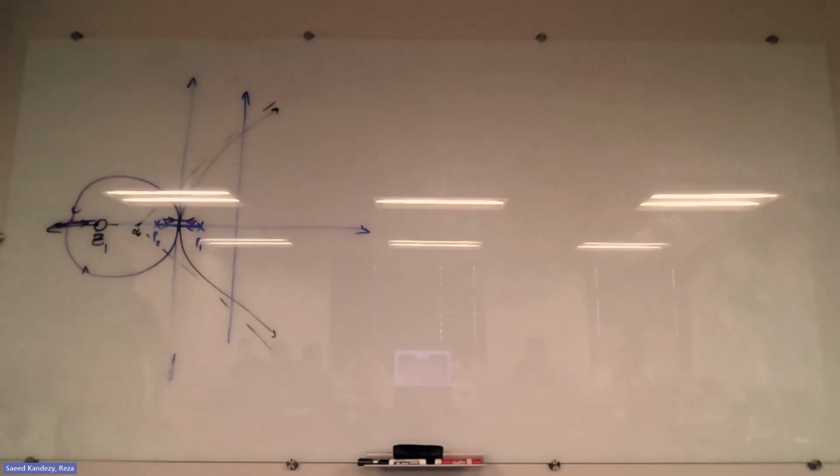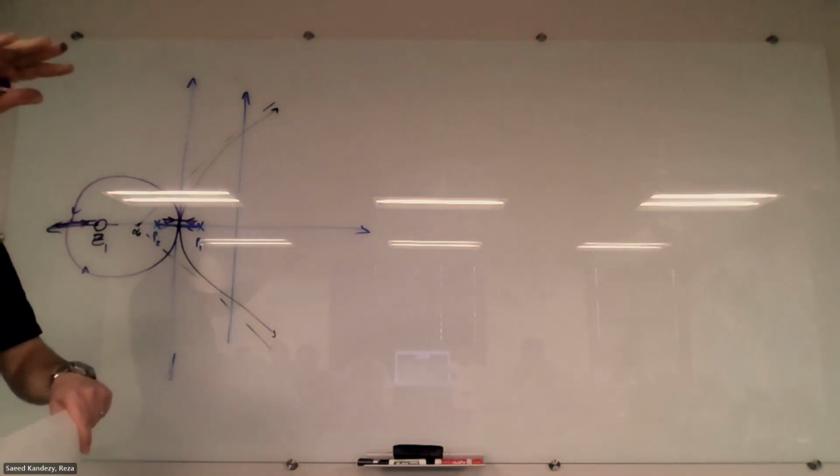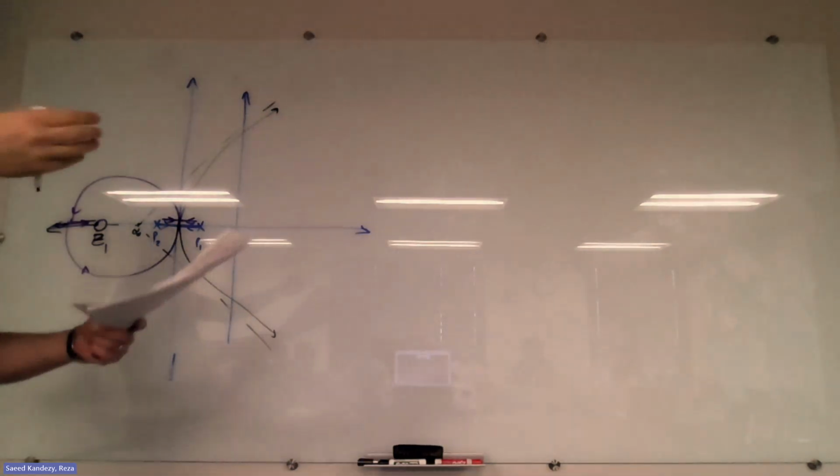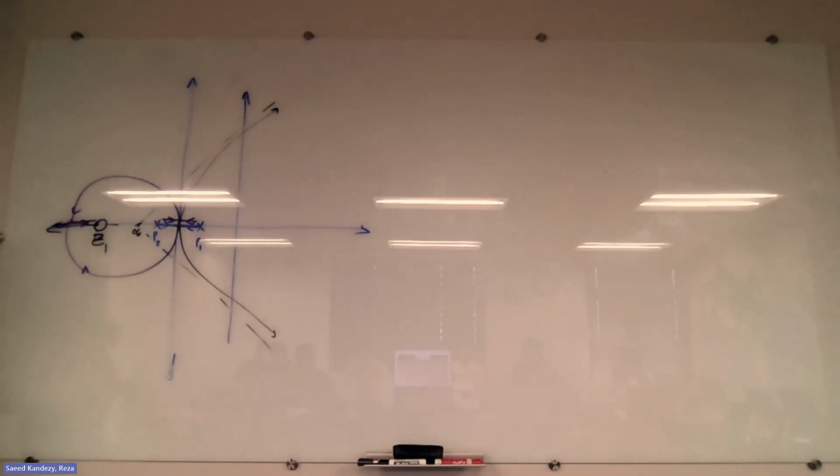Now what happened? I added a 0, and the 0 attracted the trajectory toward itself. Does that make sense? So when you add a pole, it would basically push away the trajectory. And if you add a 0, it would attract the trajectory towards itself. Make sense?